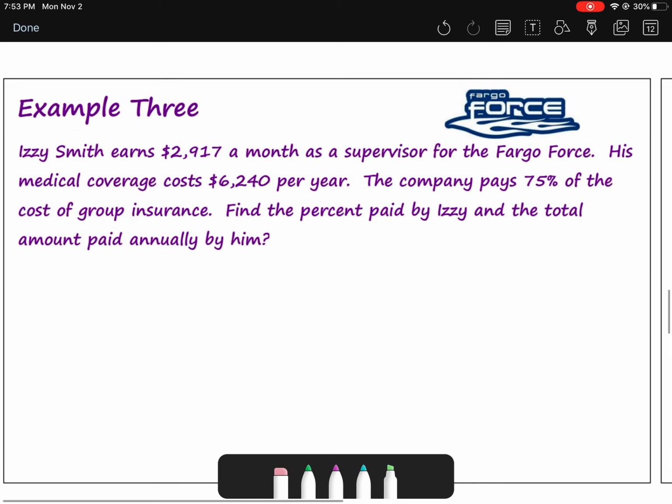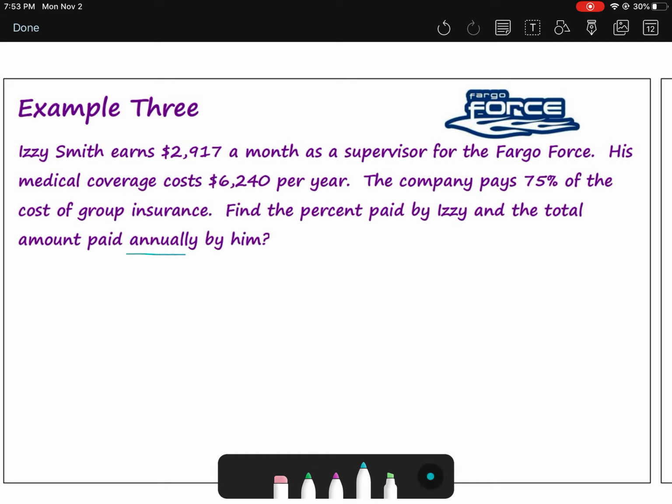Okay, let's look at example 3. So we know Izzy earns $2,917 a month as a supervisor for the Fargo Force. His medical coverage costs $6,240 per year. The company pays 75% of the cost of group insurance. Find the percent paid by Izzy and the total amount paid by himself annually.